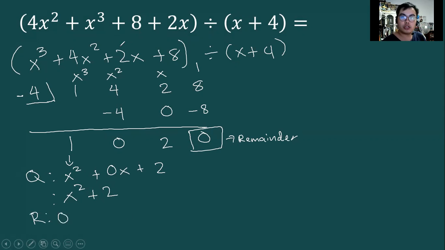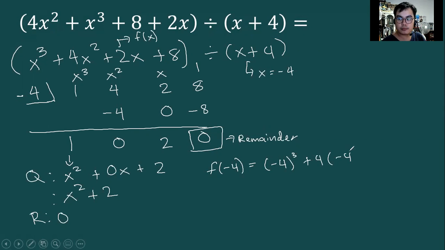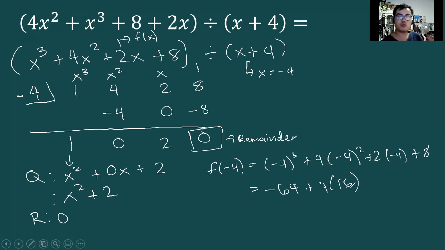So now we're going to treat this as the function, and the value of x will be negative 4. So what we are going to do is look for f of negative 4. So we are going to substitute. Our negative 4 raised to the power of 3 is negative 64. Then what is our negative 4 squared? It will become 16. Then 2 times negative 4 will be negative 8 plus 8.